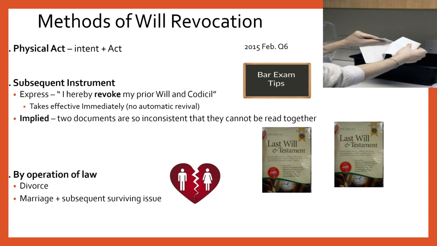You can have implied revocation where the two wills are so inconsistent that they can't be read together. And you can have automatic revocation by divorce or marriage plus subsequent instrument, in which these events occur and your will is automatically revoked. With respect to the divorce, it's automatically revoked just with respect to those provisions relating to the surviving spouse. All other provisions of the will stand.